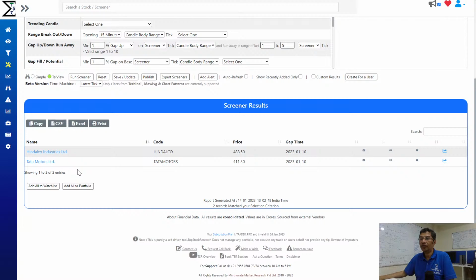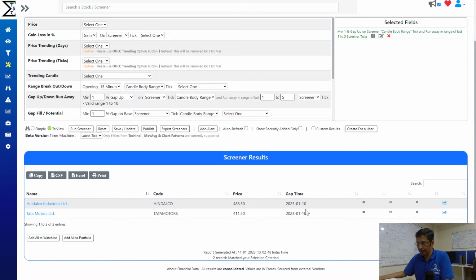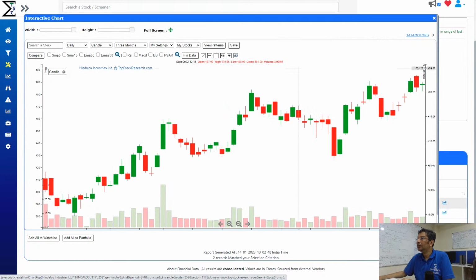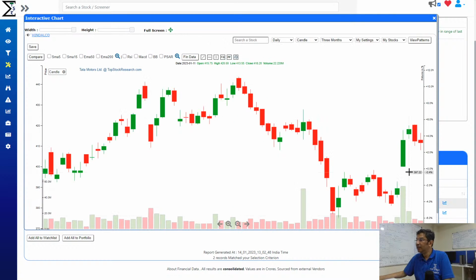So when you screen this filter, right, what it tells you is there was a gap up and it is running away from minimum 1 to 5 ticks. Let's look at the chart, right? So gap up was there and it is running away in that particular direction. The second stock, there was a gap up and it is running away. Now, what running away means is this gap is not filled. Till the gap is not filled, this is runaway.